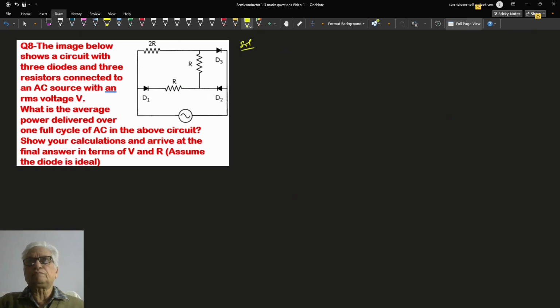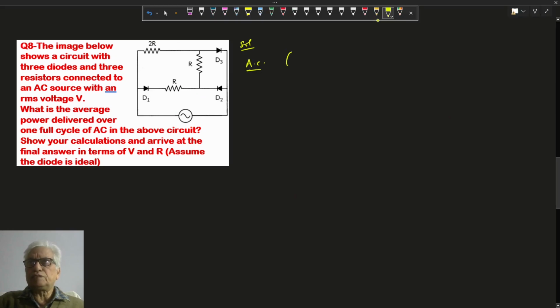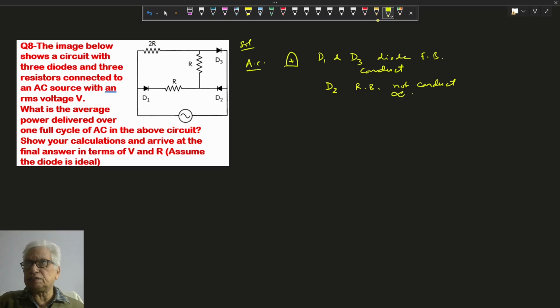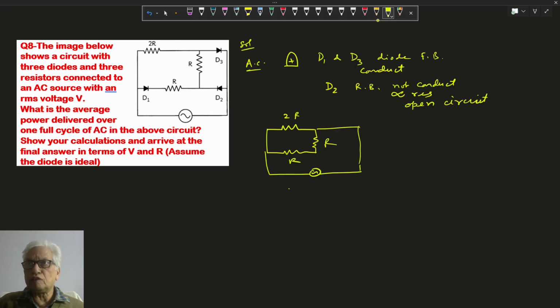Hello, in this question, if an AC source is there and we are talking about the positive half cycle of the AC source, what is positive means D1 and D3. For the positive half cycle, diodes D1 and D3 are forward biased, so they will conduct, and diode D2 is reverse biased, will not conduct, and imposes infinite resistance or open circuit. So this circuit is converting for the positive half cycle like this, with reverse bias open for the positive half cycle.